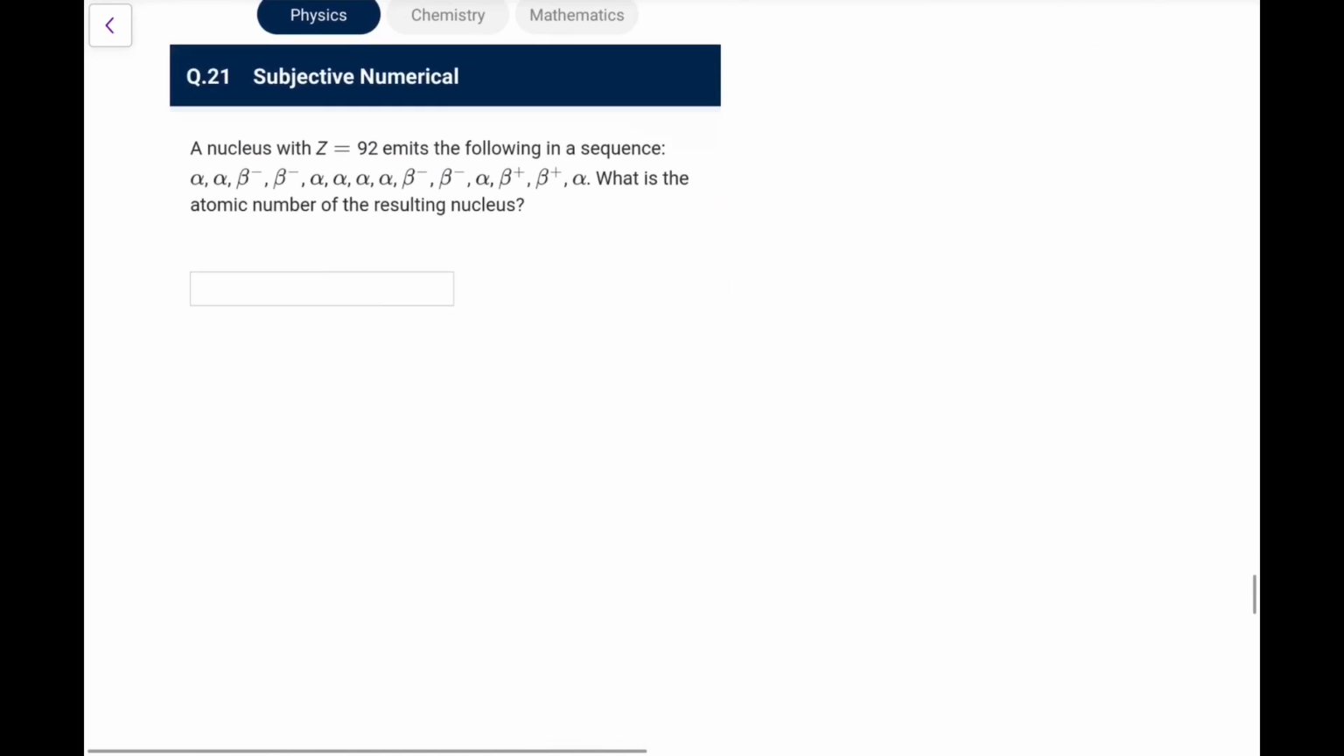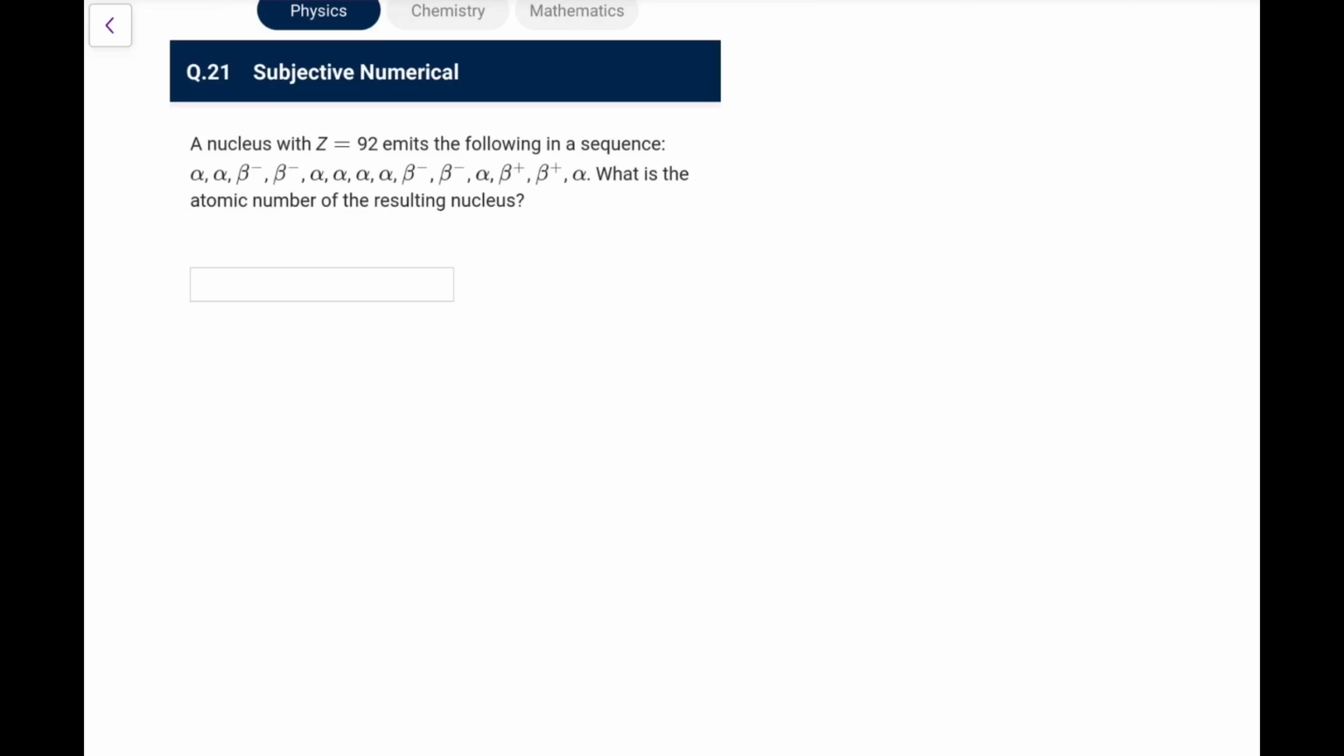Next one. So now the subjective ones first. Z equal to 92 emits in the following sequence. What is the atomic number? So atomic number, you know, is changed only by alpha and beta both, because the mass number changes by alpha only.